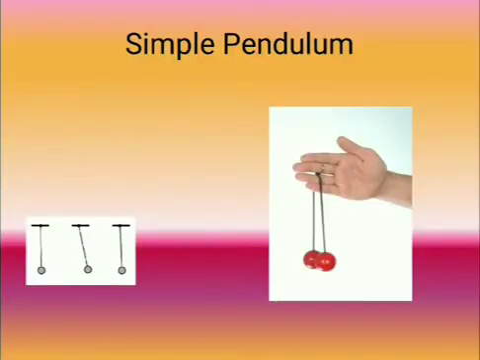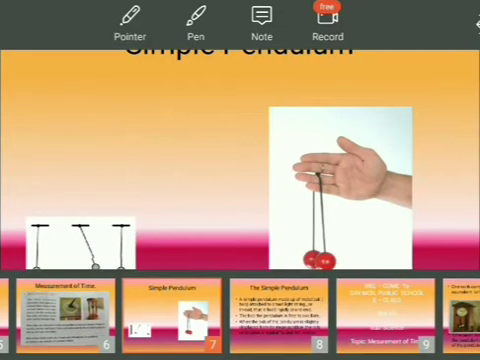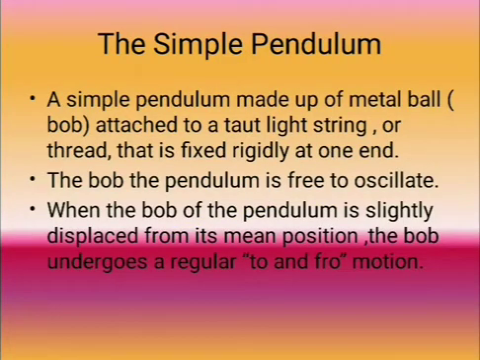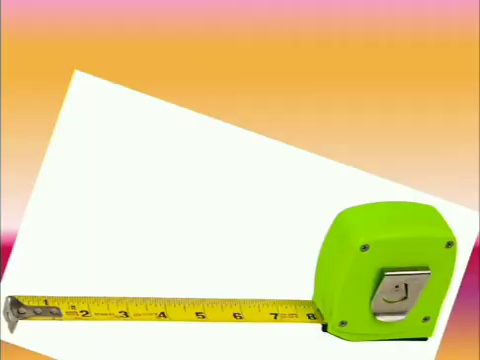In the previous period, we learned about the simple pendulum. It is made up of a metallic ball and it oscillates. One oscillation is the motion to and fro, and it takes some time. That time is nothing but the time period. So, dear students, in the previous lesson we learned about time and motion. Now we are going to correlate time and motion. Now just have a look.